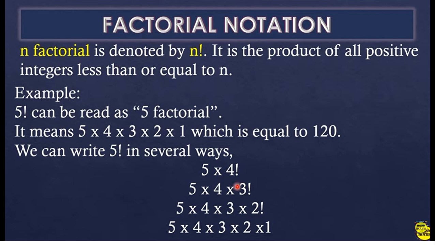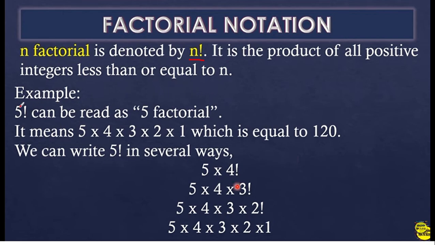Before we proceed to permutations, we really need to know the factorial notation, or how to solve a factorial. Because in permutations, the formula we will use involves factorials. So n factorial is denoted by n exclamation point, but it is read as n factorial. It is the product of all positive integers less than or equal to n.